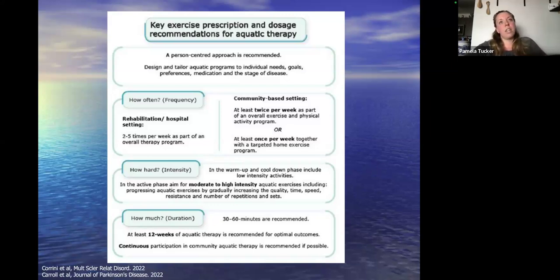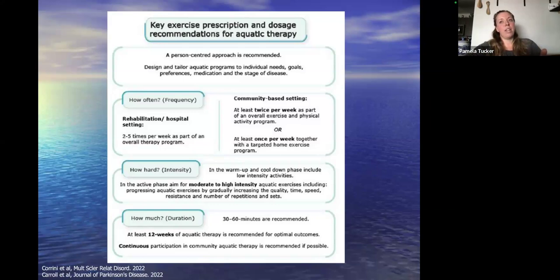Typically, sessions can run 45 to 60 minutes. Very rarely have I seen people get in the pool for just 30 minutes, and sometimes 60 minutes can be a little bit long. 45 tends to be a pretty good spot for most patients. And the state of the evidence currently looks for around 12 weeks of therapy.